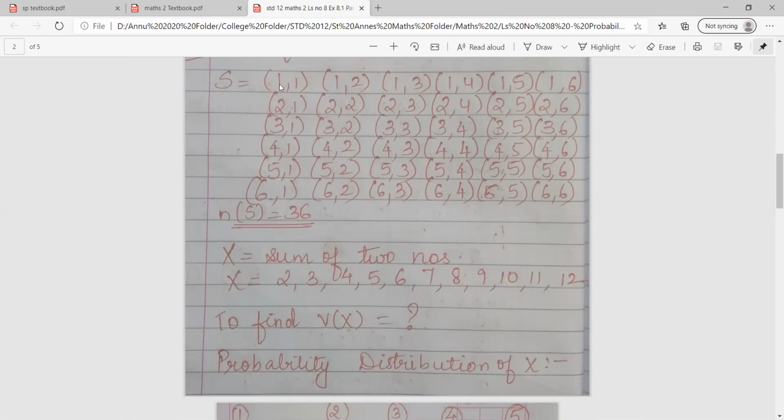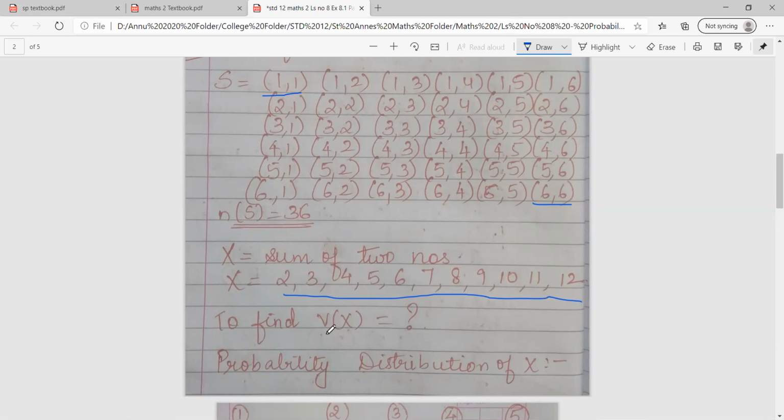So as I told you, the first sum will be 1 plus 1, correct? So 1 plus 1 will give you 2, and the last number is 6, 6, so this will give you 6 plus 6, 12. So the value of X is 2, 3, 4, 5, 6, 7, 8, 9, 10, 11, 12. So we need to find the probability of these particular values.